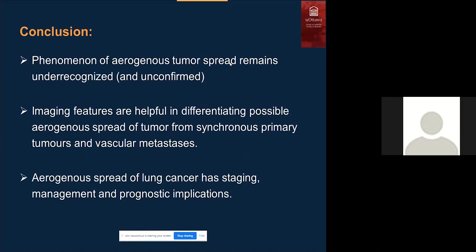The phenomenon of aerogenous tumor spread remains under-recognized and unconfirmed. When we published our review paper on this topic, 2 of the reviewers said, oh, everyone knows that aerogenous spread occurs. And the other 2 reviewers said, this is heretic. How can you say that aerogenous spread exists? So that's very interesting that it has not been established with a proof of concept study. Imaging features are helpful in differentiating possible aerogenous spread of tumor from synchronous primary tumors and vascular metastasis. And aerogenous spread of lung cancer has staging, management, and prognostic implications.